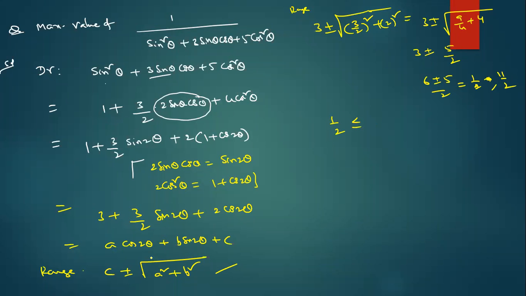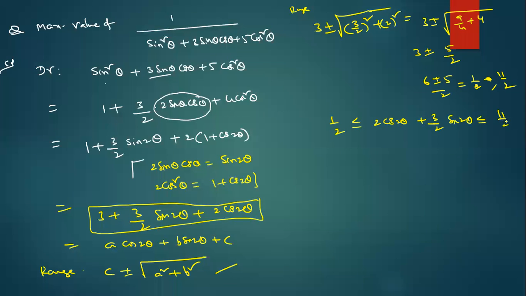See carefully, I'm writing now, dear students. This is the question. Carefully see. What is the minimum? 1 by 2. 2 cos 2 theta plus 3 by 2 sin 2 theta is less than or equal to 11 by 2. Maximum is 11 by 2. But this is not the question now. What is the question? This one. What to do here, anyone?